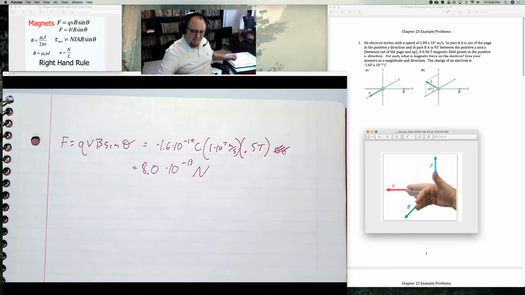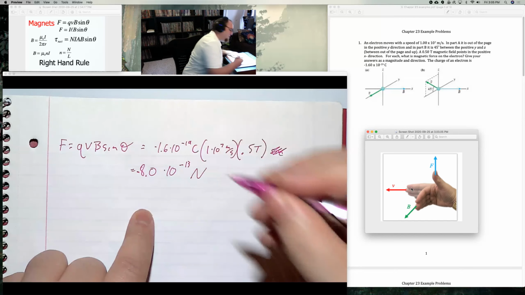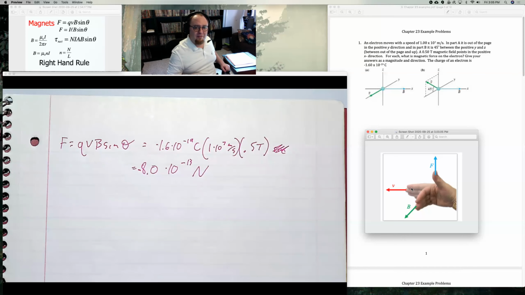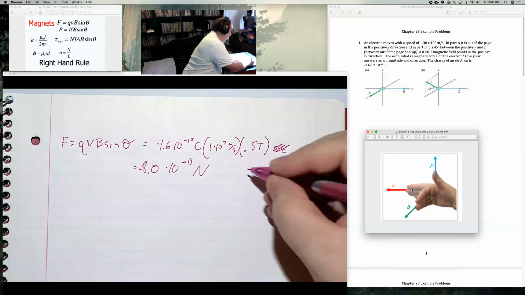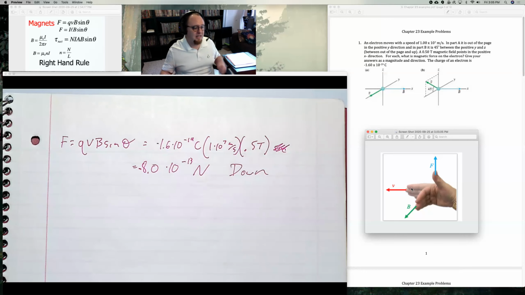Except I glossed over something here. The charge was negative, so really this should have been negative 2, and I just dropped it because I wanted magnitude. Because the charge is negative, the force is in the wrong direction. Since the right-hand rule says up, it must be down because it's a negative charge. Anytime the charge is negative, you have to switch the direction after you get it. And so it's 8 times 10 to the negative 13 newtons down.